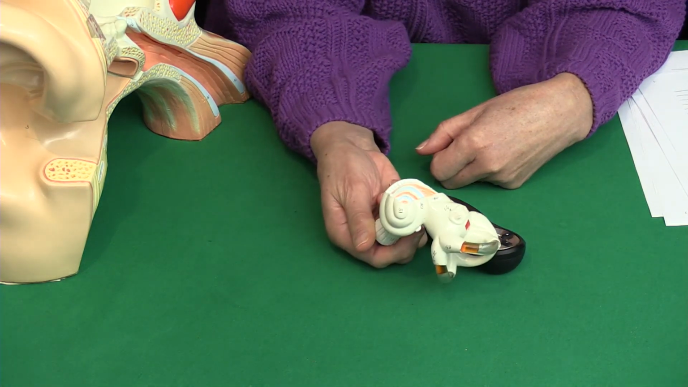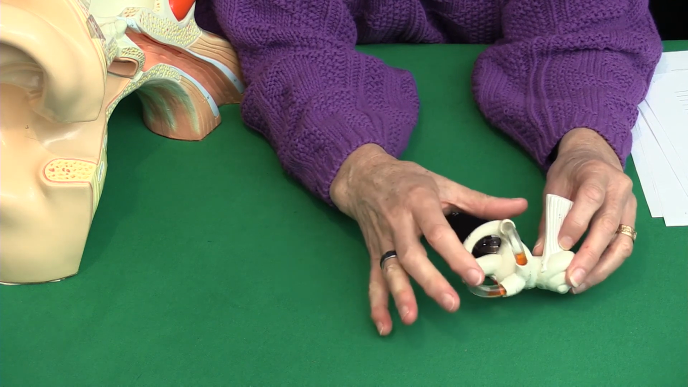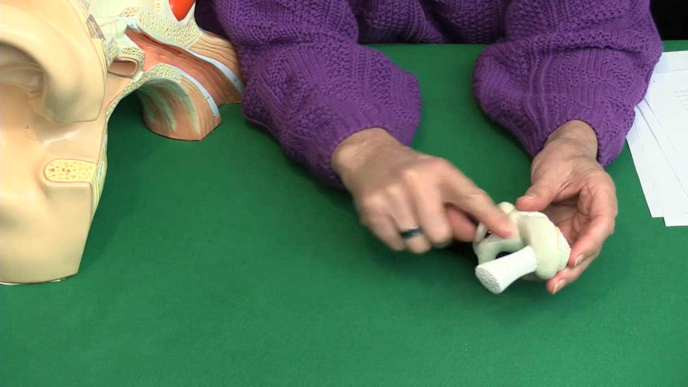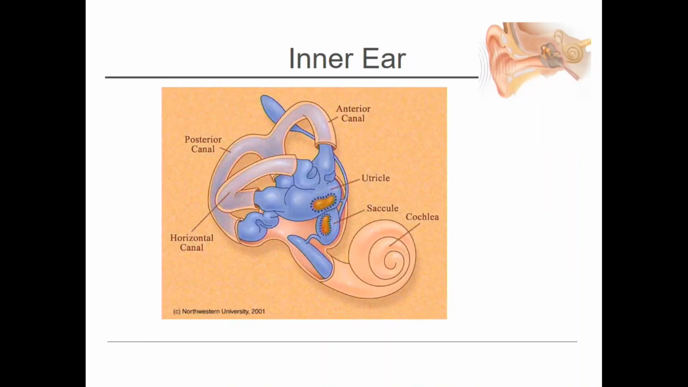And there it is. There's that structure. And like I said before, there's the cochlea with the fluid in there, and this all has to do with balance, and then these are the nerves that go to the brain. Okay, back to the PowerPoint. And there it is.